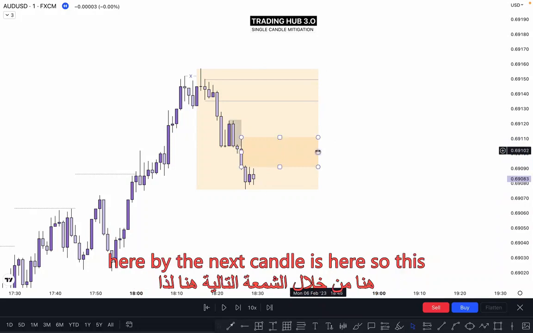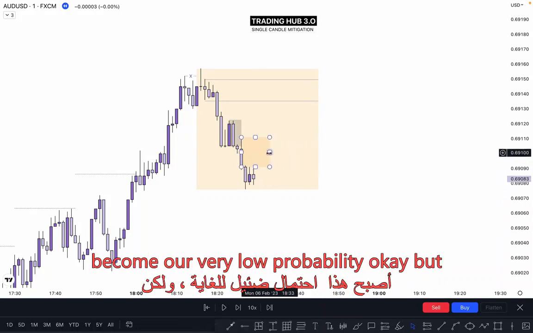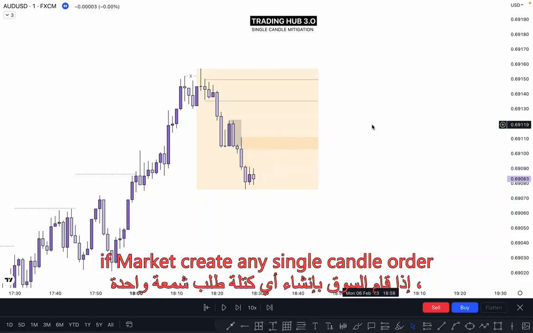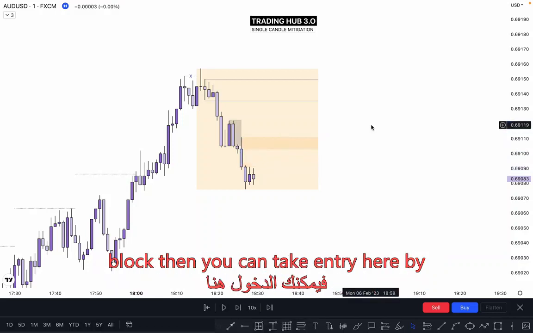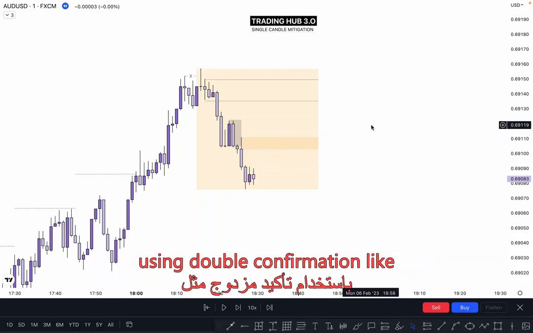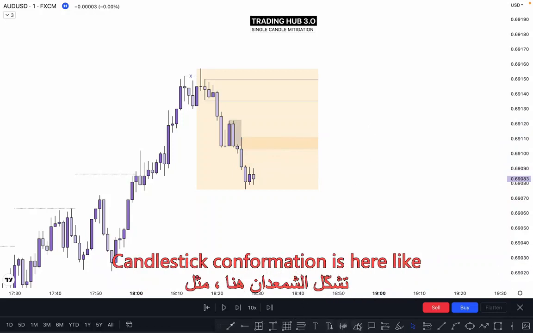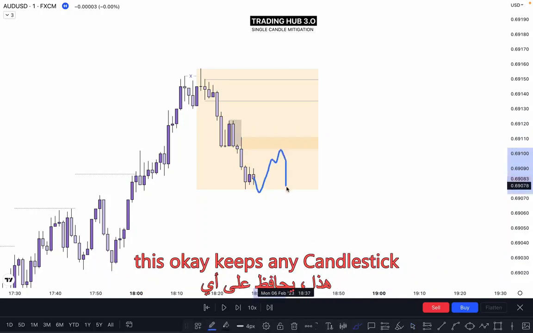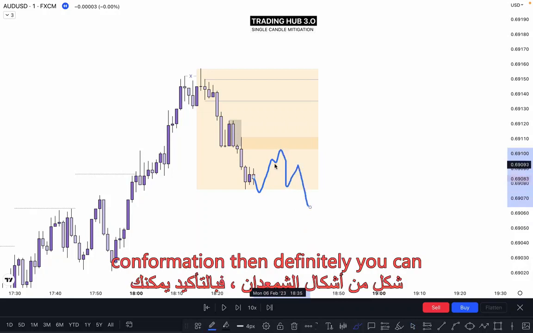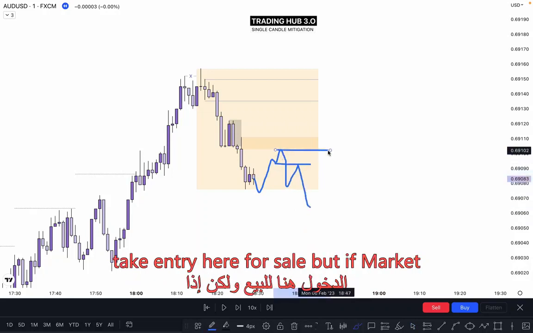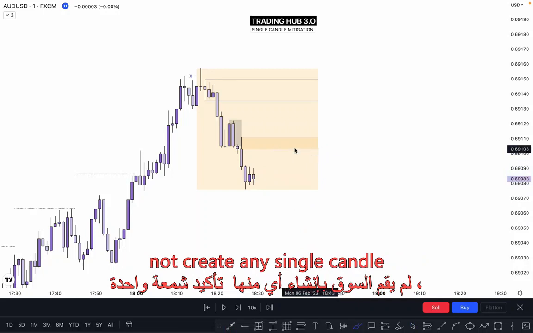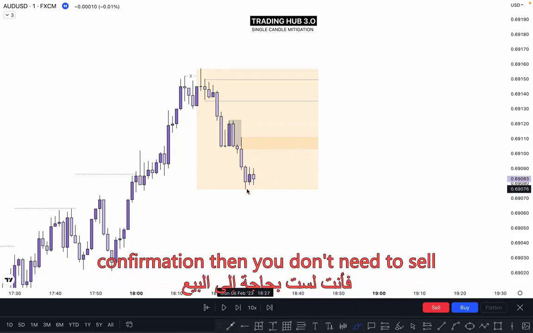You can see here by the next candle is here. So this becomes our very low probability. Okay, but if market creates any single candle order block, then you can take entry here by using double confirmation, like candlestick confirmation is here like this. Okay, if it gives any candlestick confirmation, then definitely you can take entry here for sell. But if market does not create any single candle confirmation, then you don't need to sell here.